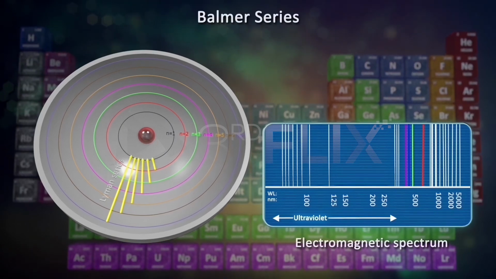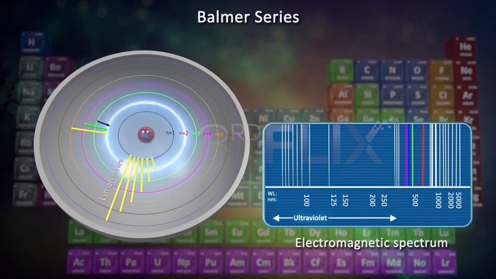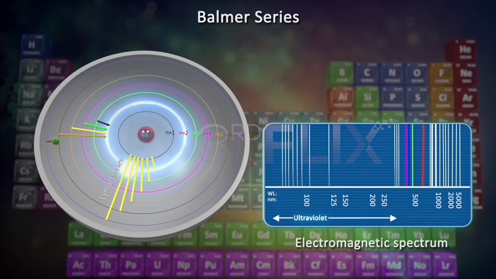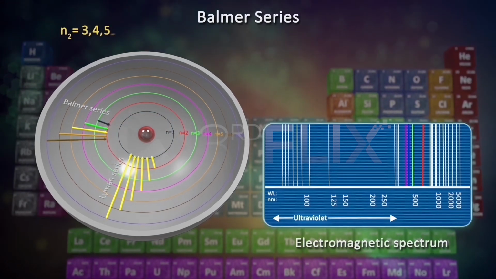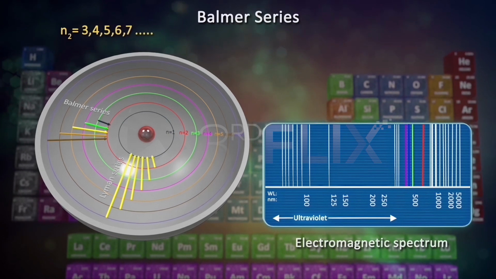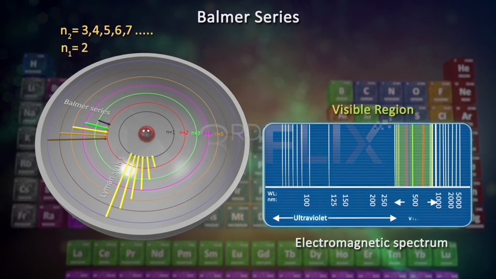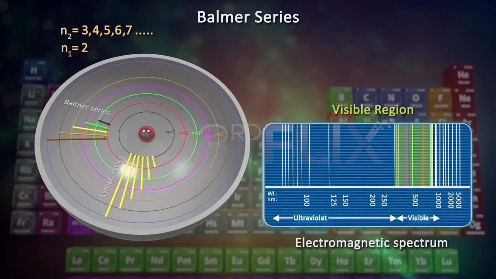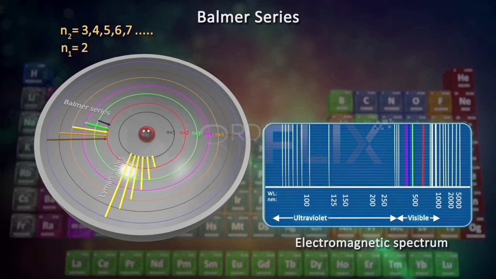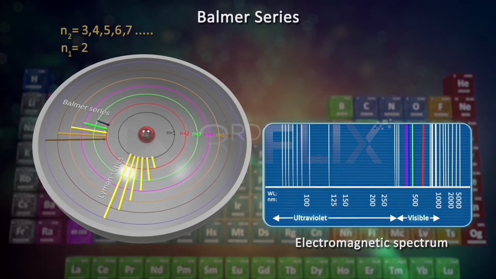Balmer series. When an electron jumps from any of the higher orbits to the second orbit, where n2 is equal to 3, 4, 5, 6, 7 and so on, to n1 equal to 2, the spectral lines emitted are in the visible region. This set of spectral lines is called the Balmer series. The Balmer series is known to be the first series of the hydrogen spectrum discovered.